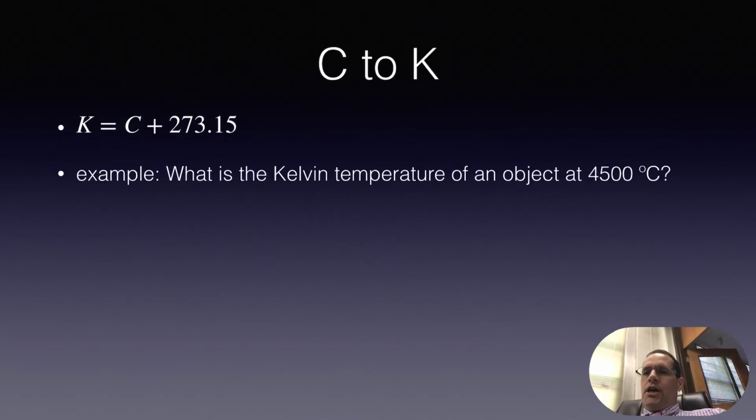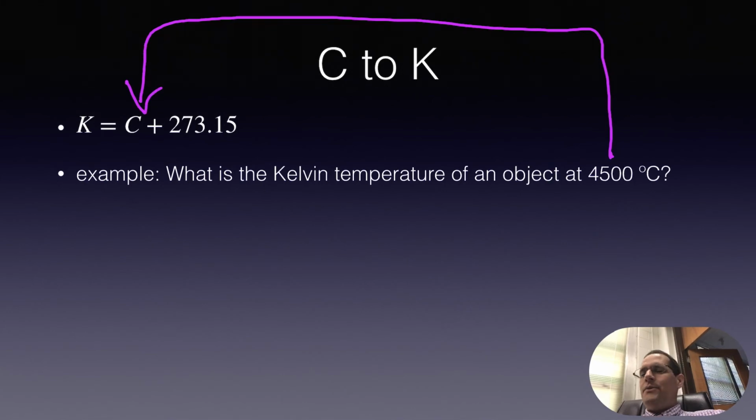Here's a problem. What is the Kelvin temperature of an object at 4,500 degrees Celsius? So basically, you just take this 4,500 and you add 273.15 to that. So let's do that just on our calculator here. 4,500 plus 273.15. Hit the equal key. I get 4,773.15. But again, we're going to round this off to the ones place. So that's 4,773 Kelvin.